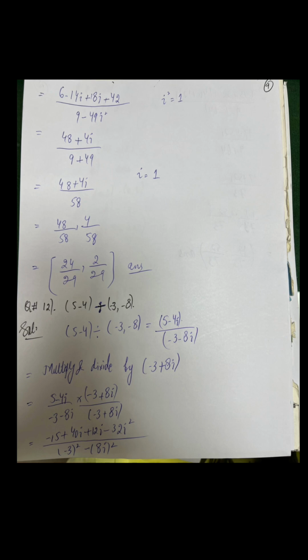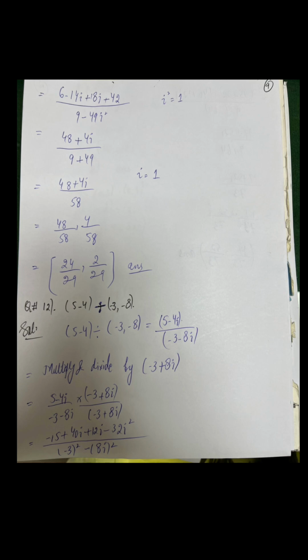Where iota square is equal to 1, you can also assume iota is equal to 1 to further resolve it. You divide the denominator equally, like 48 over 58 comma, and then you can write the positive sign as the comma, and 4 over 58. Resolving it completely gives you 24 over 29 comma 2 over 29.